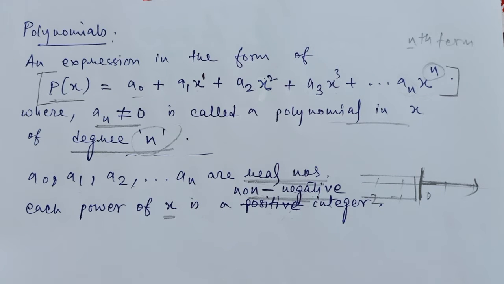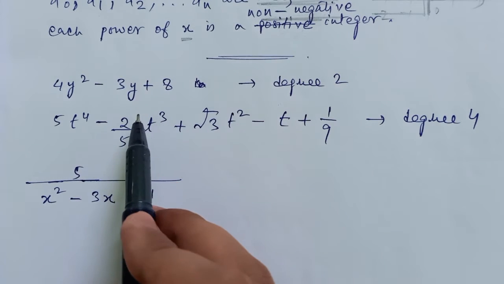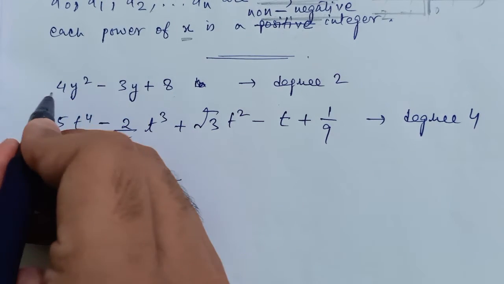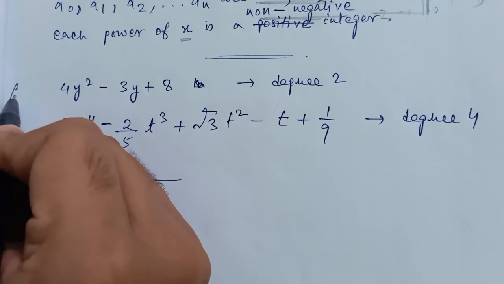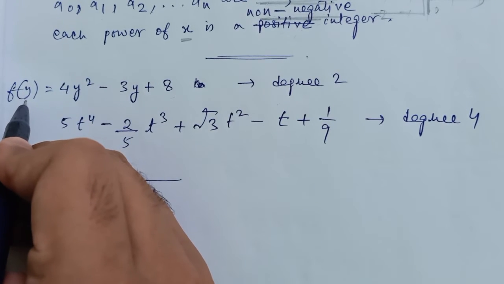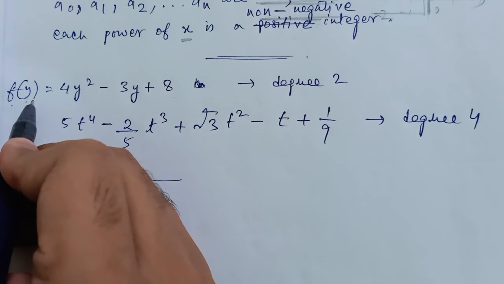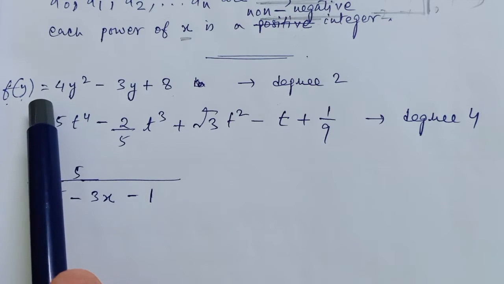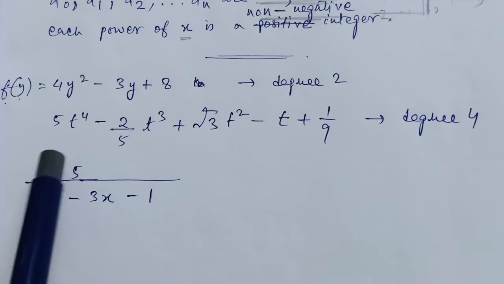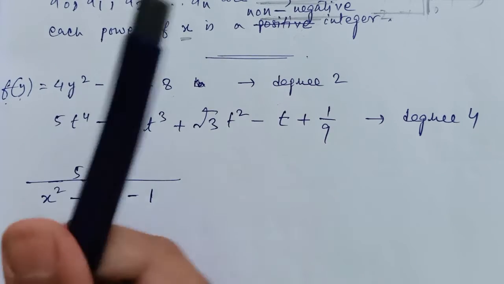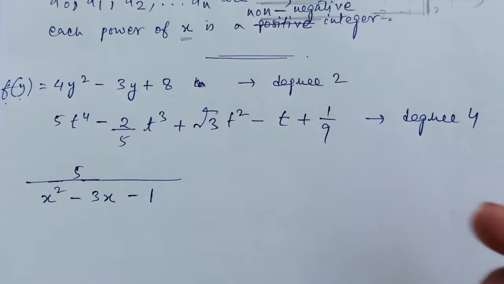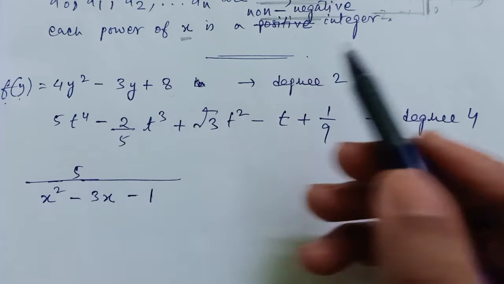Okay, so this is the basic definition of polynomials. Let us see some examples. You can see I have written some examples. This is a polynomial in y, because you have y as a variable here. So I can write f of y. Because y is the variable, I write a letter and the variable inside the bracket, and this is how you denote a polynomial. The highest power in this polynomial is 2, so the degree is 2, and it is a quadratic polynomial.